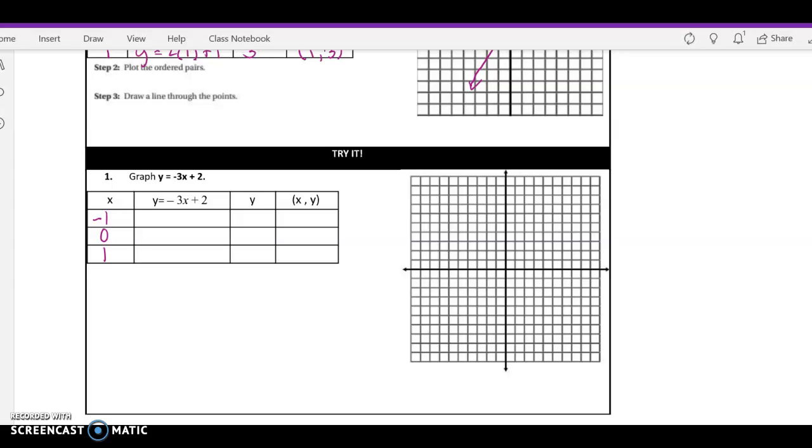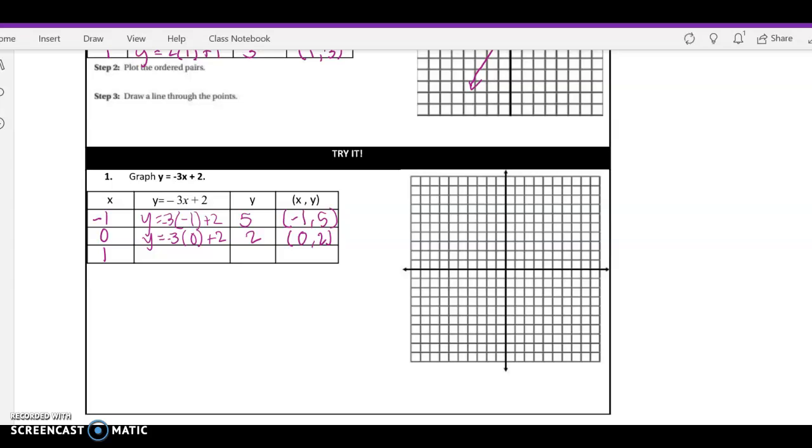So what I'm going to do is plug in my x, which we said in the first one is -1. So -3 times -1 is +3, plus 2 is 5. So my point is -1, 5. I'm going to plug in 0 for my x. So -3 times 0 is 0, plus 2 is just 2. So I have 0, 2.